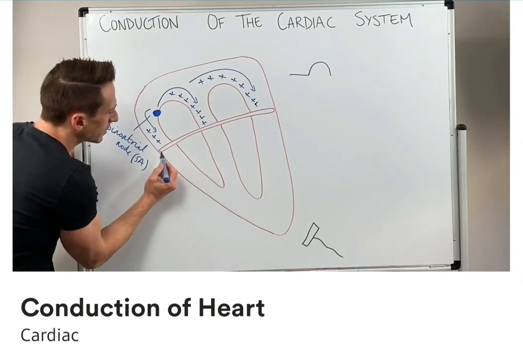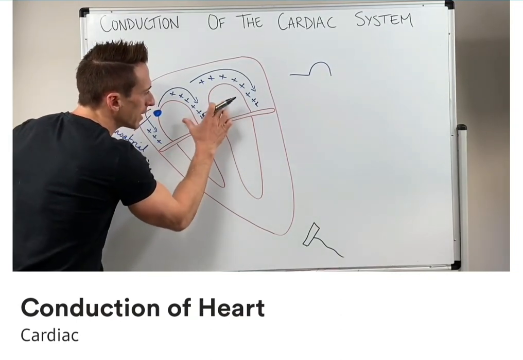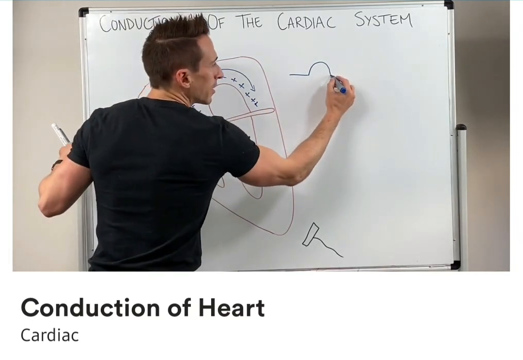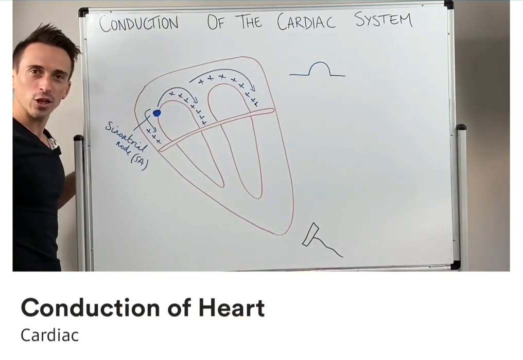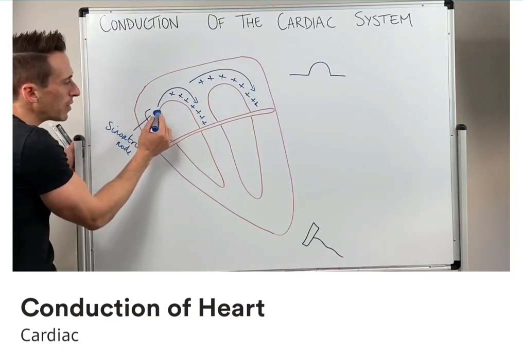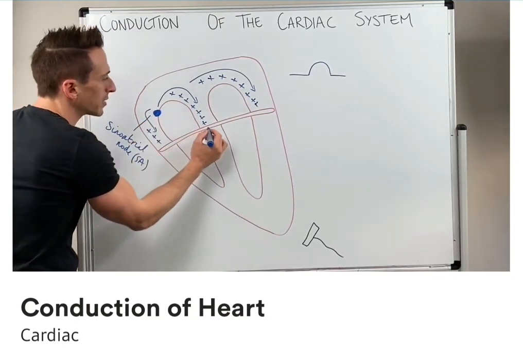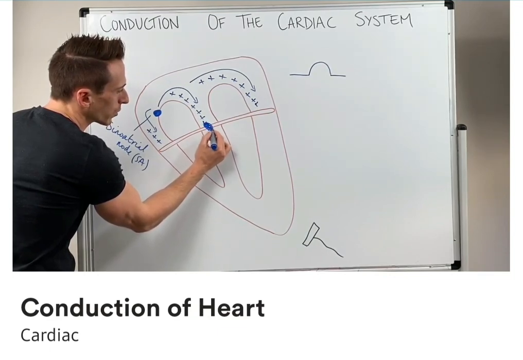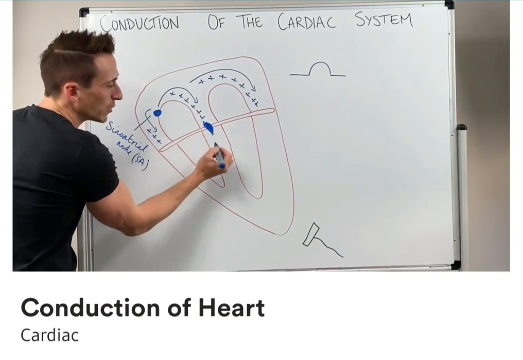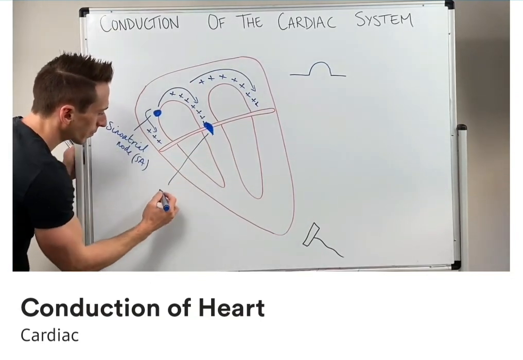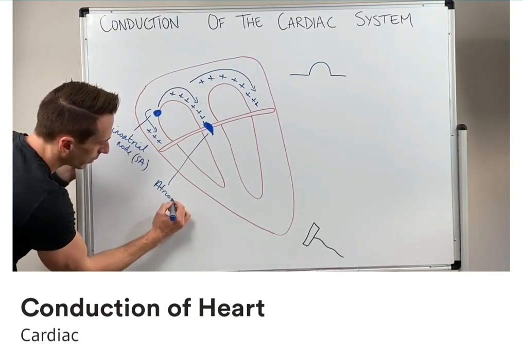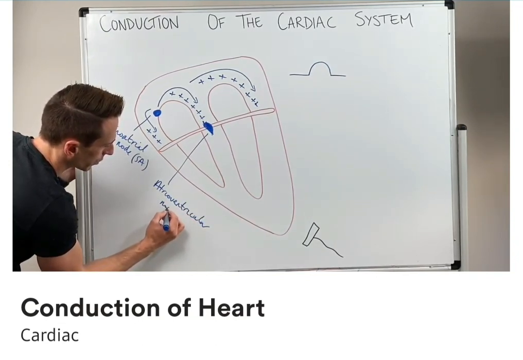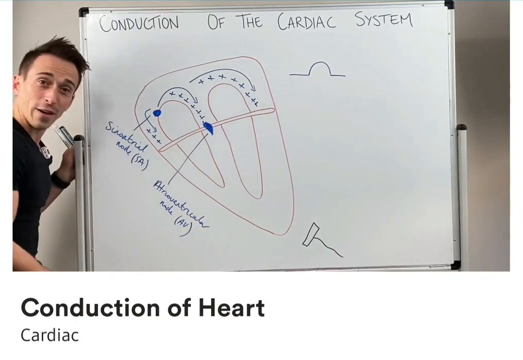Then there's this fibrous tissue that separates the atria from the ventricles, and it stops this positive charge, so you get another flat line on the ECG. Then we have another specialized tissue, similar to the SA node, that sits here between the atria and the ventricles, which we call the atrioventricular node, also known as the AV node.